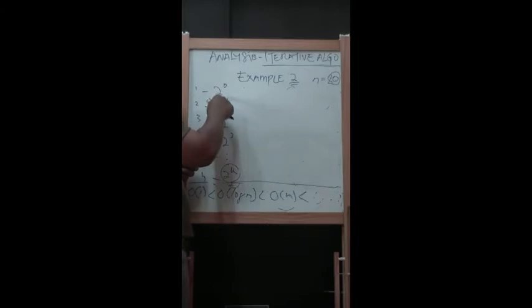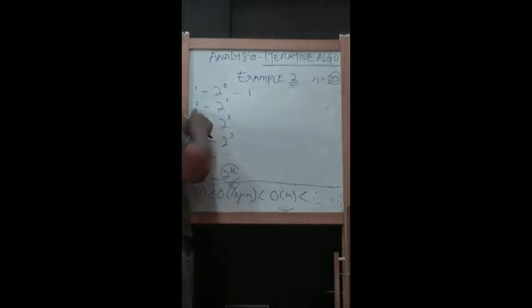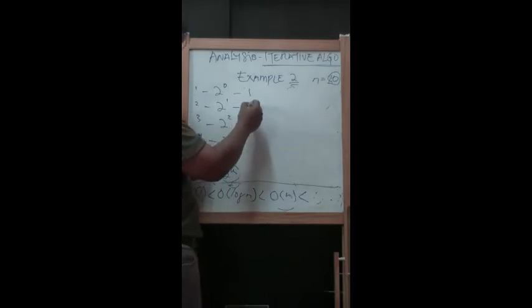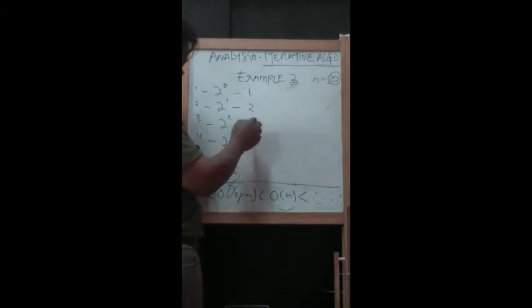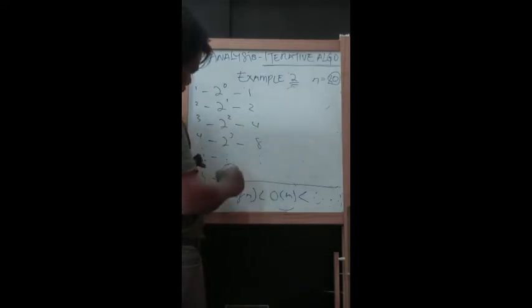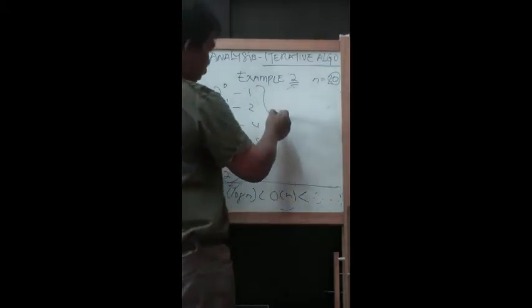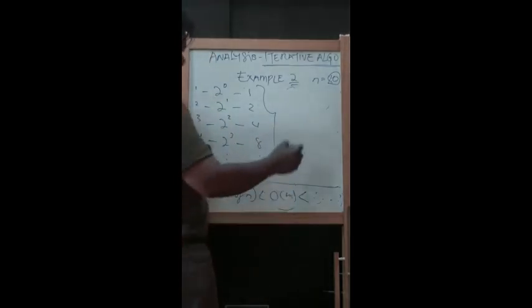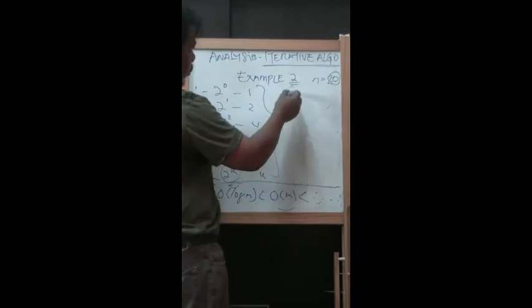For the first round, it looks like 2 power 0, which is 1. The second round 2 power 1, which is 2. The third round becomes 2 power 2, which is 4. The fourth round 2 power 3, which is 8. This is the pattern until the stop end here, until k here. So we can conclude like this: 2 power of k.